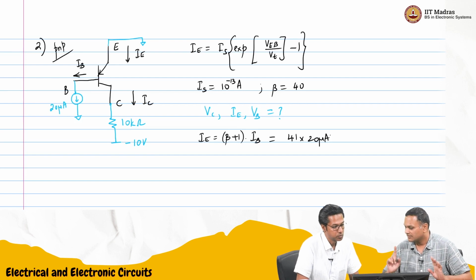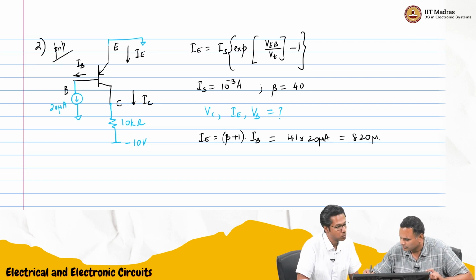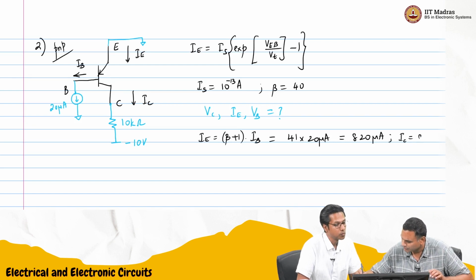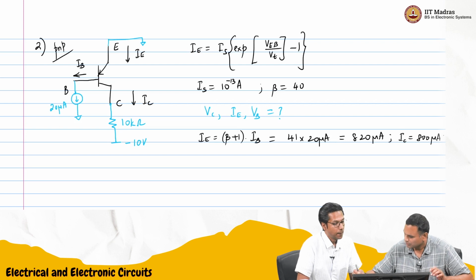This is 820 microamperes. This is IE. IC will be 800 microamperes.